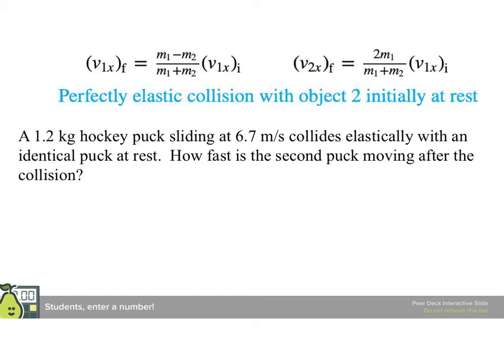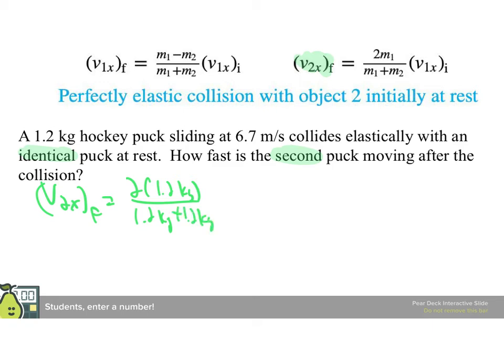A 1.2 kilogram hockey puck is sliding at 6.7 meters per second and collides elastically with an identical puck at rest. How fast is the second puck moving after the collision? So again, we're going to use this one. And we're going to say V2xF is twice the original mass over the sum of the masses times the original speed.